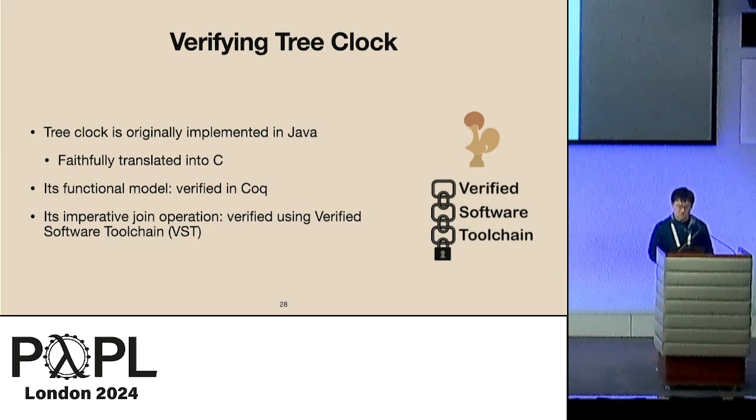Tree clock is originally implemented in Java, and we did a faithful translation into C. We defined and verified the functional model of the tree clock in the Coq proof assistant, and the functional model includes the definition of tree clock as an inductive data type, and the join operation implemented as a function of program. We further verified that the imperative join operation in C correctly implements the functional model by using the Verified Software Toolchain, or VST. We used VST here since we want to have an efficient, realistic, and also formally verified implementation of tree clock.